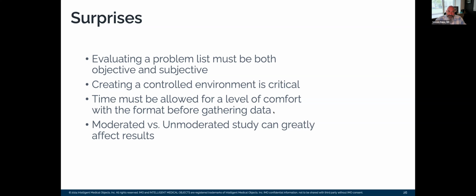In my opinion, it would have been nice if we could have allowed people to become comfortable with the IMO solution first and then presented them with some of the time metrics and challenges that we gave them. They were learning on the fly during the study. And I think some of the metrics that came back not statistically significant really suffered from the fact that the clinicians were trying to learn and become familiar with the new format instead of just comparing apples to apples.